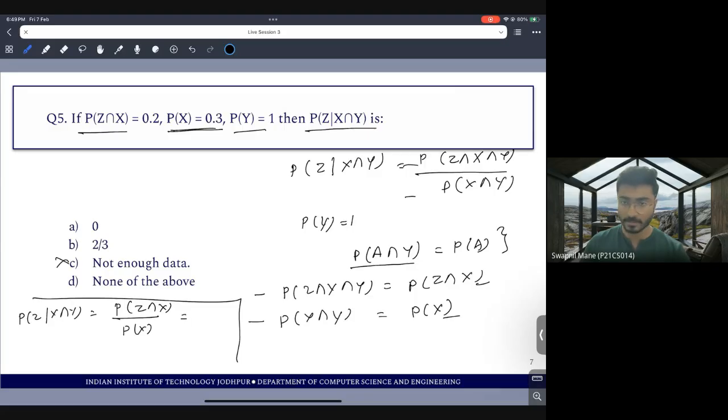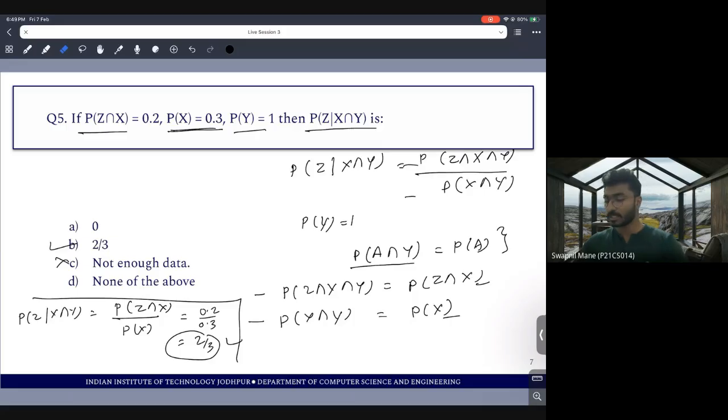You can simply put the values 0.2 and 0.3. So we are getting 2 divided by 3. So this one is the correct option. So option B is correct. Yeah, many students have got this answer already. Yeah, that's true. I hope you guys understood, right?